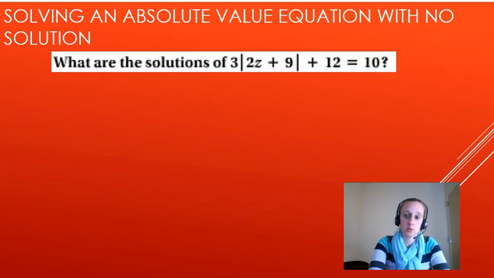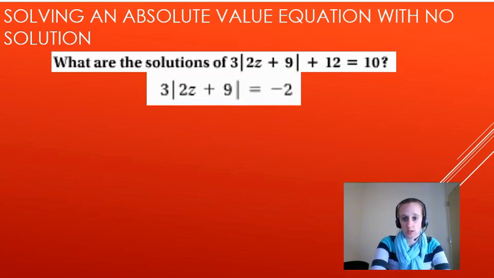Solving an absolute value equation with no solution. You will have absolute value equations that have no solution. So in order to solve this problem, you're going to solve it the way you would any other equation. You want to do the opposite of your order of operations. So this means you're going to start with addition and subtraction. You have plus 12, so that means you're going to subtract 12 from both sides. Now you need to divide to get rid of your multiplying by 3.